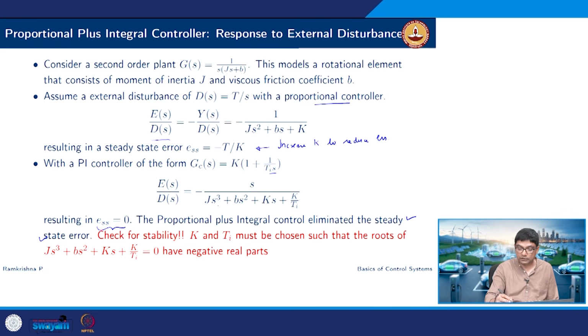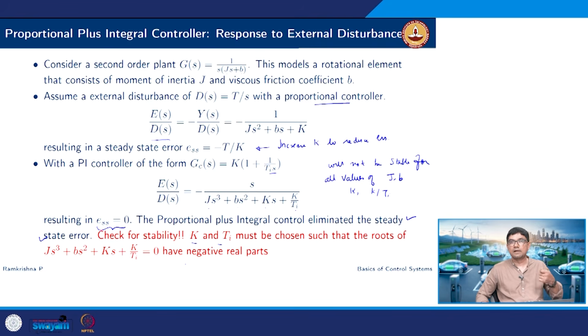This will not be stable for all values. J and B are given, but I have to choose K and K over tau I, or Ti, carefully, such that I maintain stability. So K and Ki must be chosen such that the roots of this system have negative real part. That is a little extra care that we have to take. This will make sense only if the system is stable.